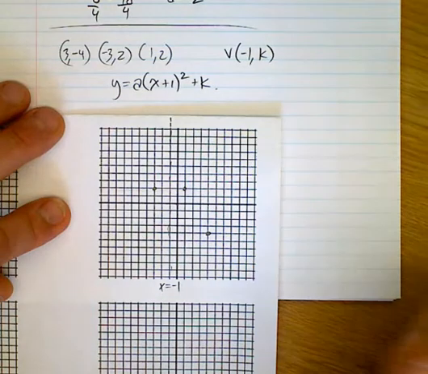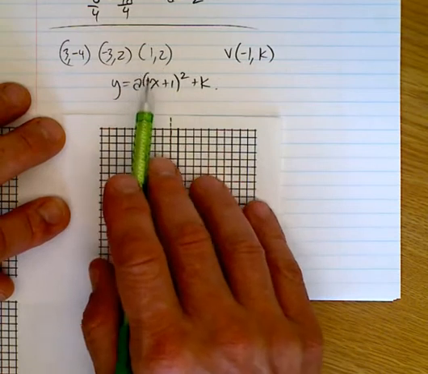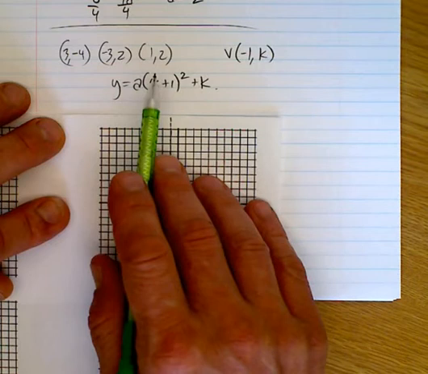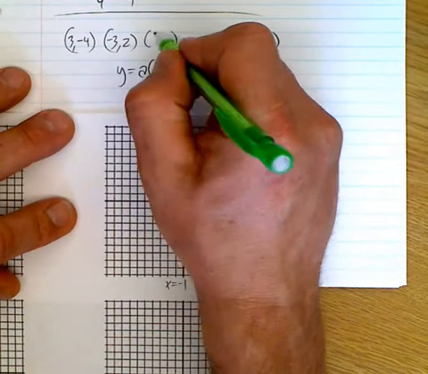Now I've got a lot of variables in here, but I'm starting to fill it in. Let's use one of these points here. So what we're going to do, let's use the easiest one, 1, 2. So that's an x, y. Let's plug it in here.